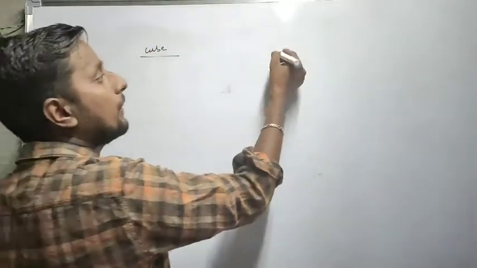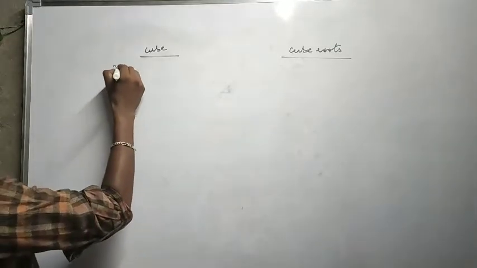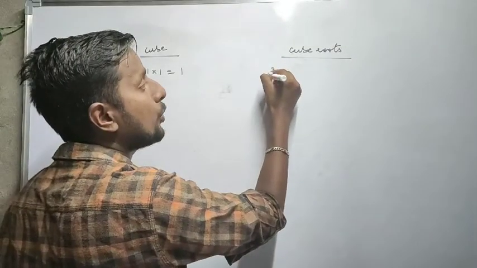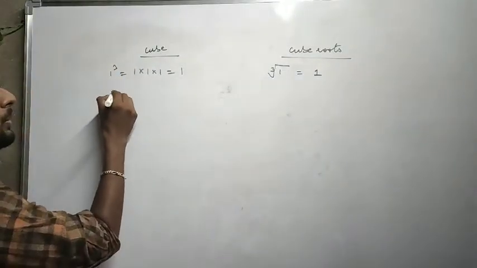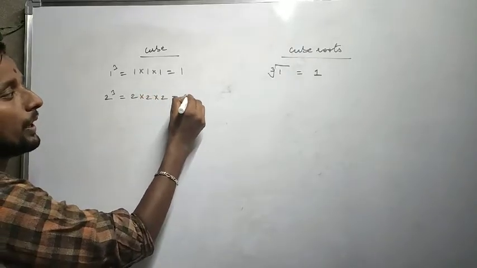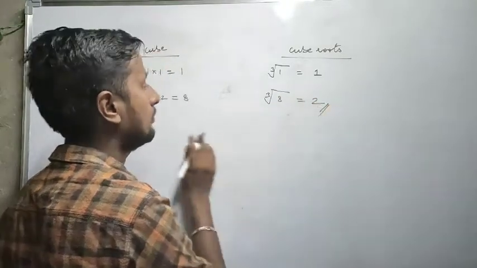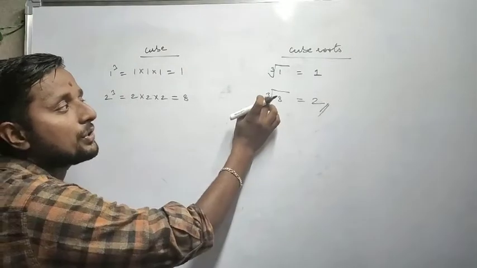Now look at the relation. Here we'll write about cubes, and the perfect cubes we'll write as cube roots. Right, beta? Look, 1 cube means we'll write 1 into 1 into 1, that is 1. So the cube root of 1 is 1, the starting number. And 2 cube is 2 into 2 into 2, that is 8. So here the cube root of 8, the answer is 2. By multiplying 2 thrice we got 8. Correct?